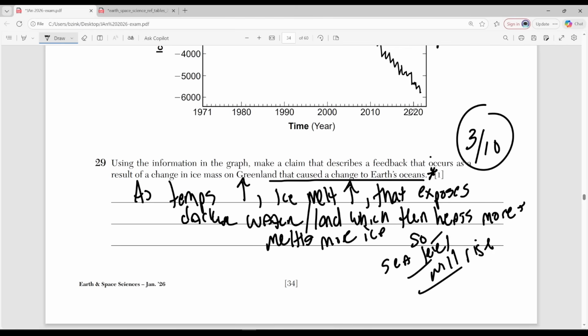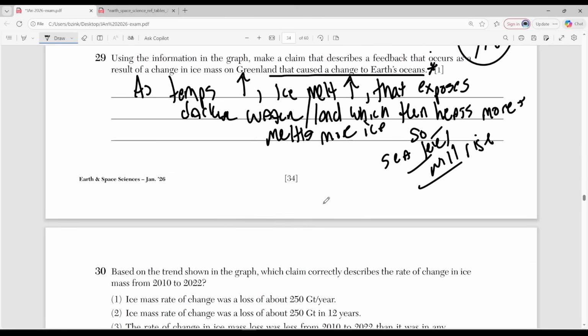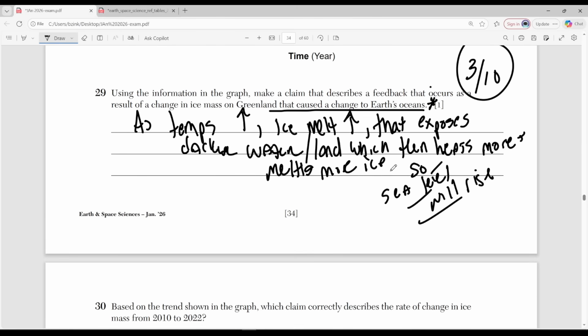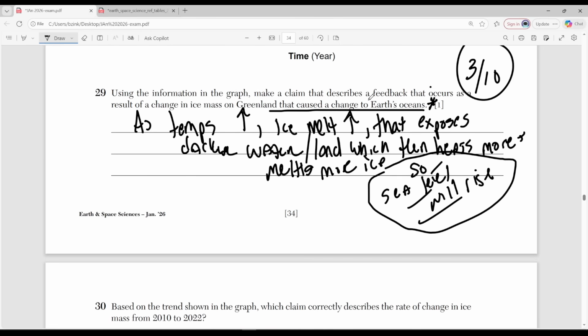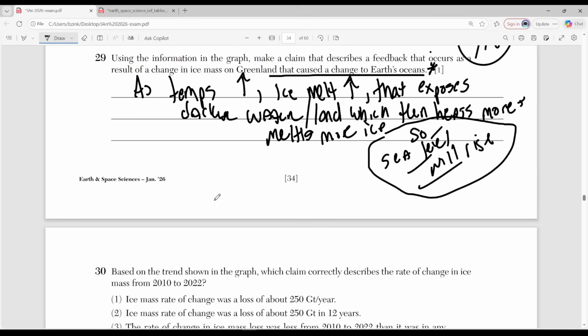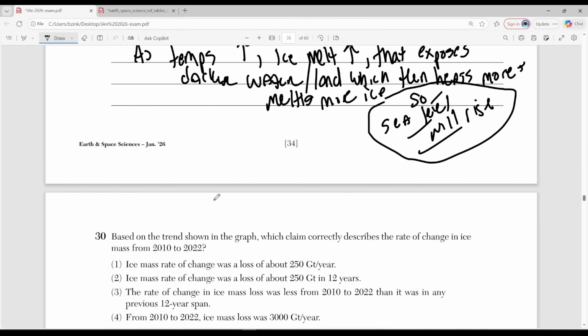But here's a good lesson: sometimes I jump the gun and I kind of know what it's asking. You really have to read the whole thing to make sure you know exactly what it's asking before you start to answer the question, or you make a mistake like me. If I left that part out, I probably might not get that right, because I didn't say how it caused the oceans to change. I just did a feedback about ice melting.